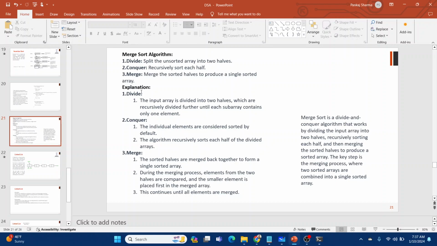So if you look at the explanation: Divide, the input array is divided into two halves which are recursively divided further, until each subarray contains only one element. So we have to divide the array till one element is left in each subarray. Conquer, the individual elements are considered sorted. So every individual element is sorted by itself, right? So the algorithm recursively sorts each half of the divided array. Merge, the sorted halves are merged back together to form a single sorted array, right?